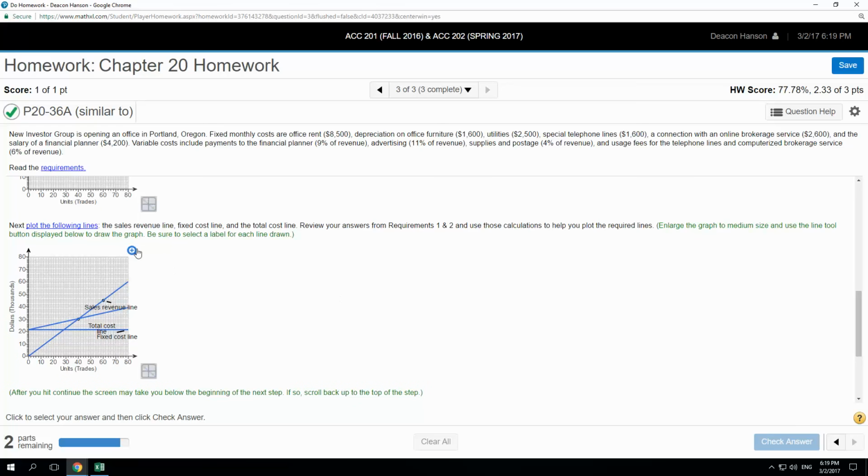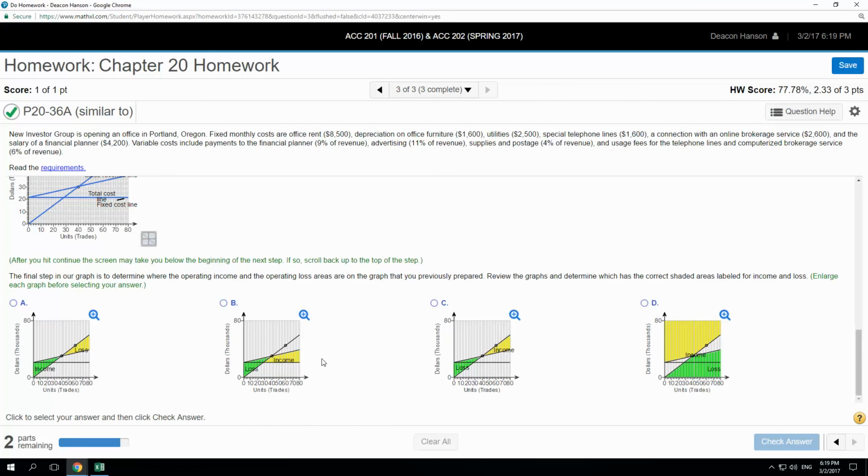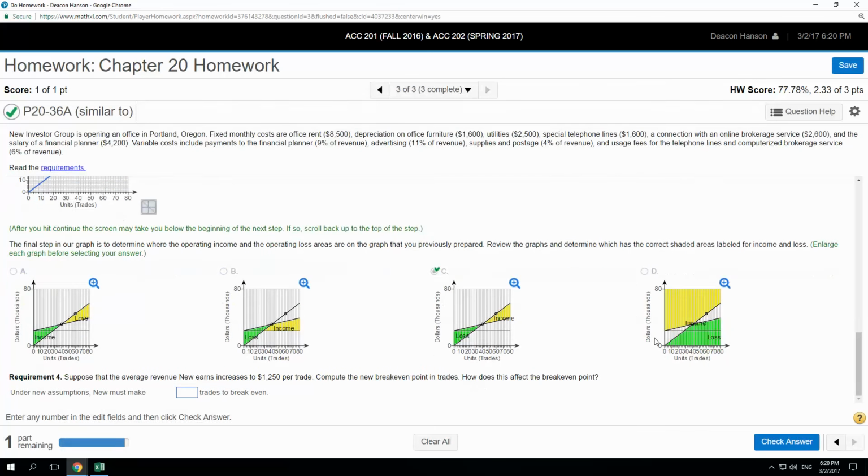So like we were saying, income is going to be up in this top triangle, and loss is going to be down in the lower triangle. So it's going to be this one here, C. Oh, we have to review the graphs and pick them. So you don't actually have to graph that. Loss is down, income is up. So anything below the break-even point is a loss, up to that total cost. And then anything above the break-even point is going to be profit, net income.